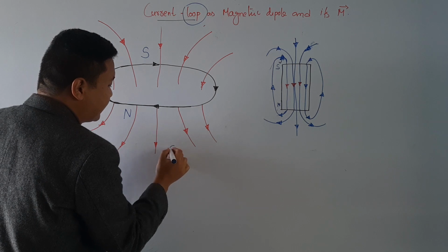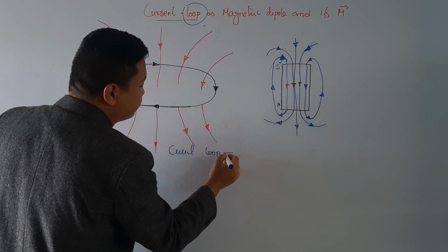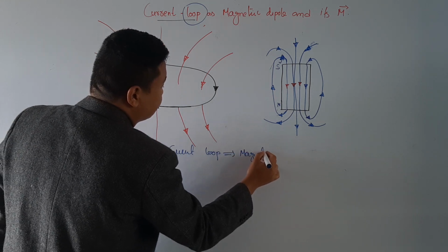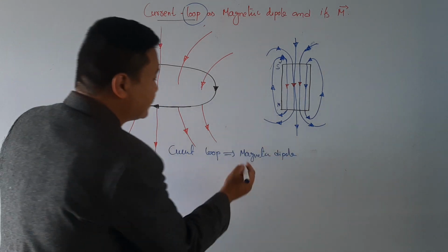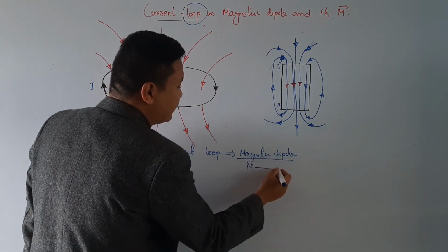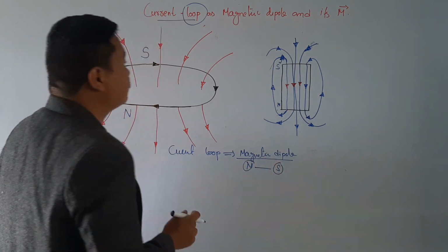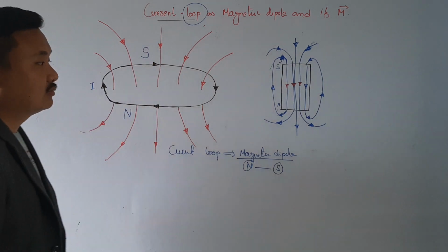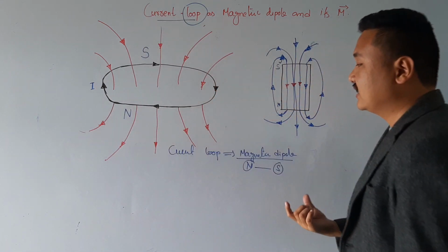So the current loop is equivalent to a magnetic dipole. Why is it equivalent? Because what is a magnetic dipole? Dipole means it has got a north pole and a south pole, a magnetic north pole and a magnetic south pole. Now here we got that this part is the south pole and this part is the north pole. So this has got what?